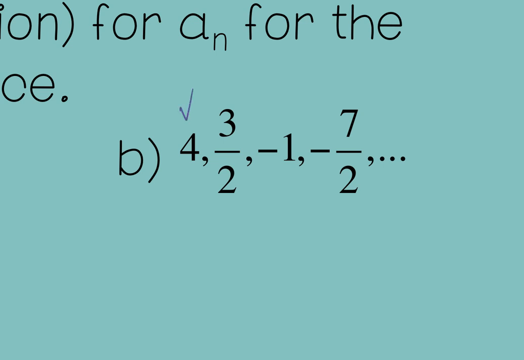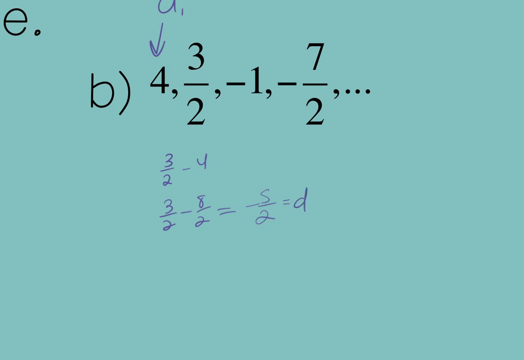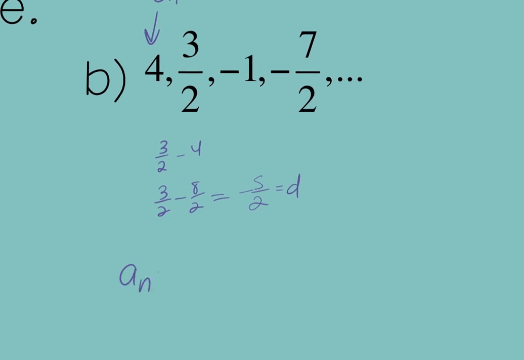4 is your a1. Now I've got to find d, right? So pick any two pairs. 3 halves minus 4, negative 1 minus 3 halves, negative 7 halves minus a negative 1. It doesn't matter which one you pick. 3 halves minus 4 would be 3 halves minus 8 halves, which is negative 5 halves. And that's d. So an equals 4 minus 5 halves times n minus 1.